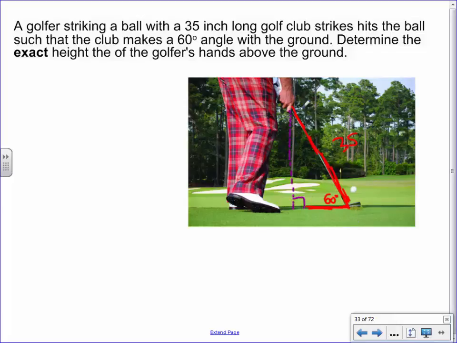Mr. Perry, room 116. See how this side in purple right here is the exact height of his hands above the ground? So first I want to show you what we did beforehand, and then I'm going to show you how we're going to solve this issue otherwise.